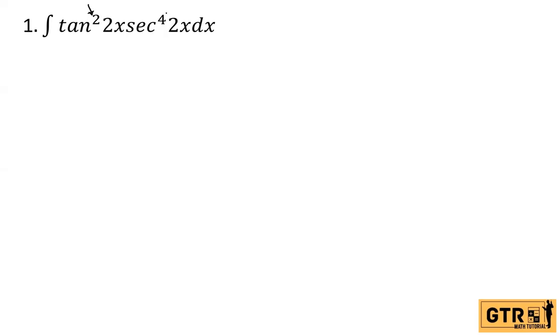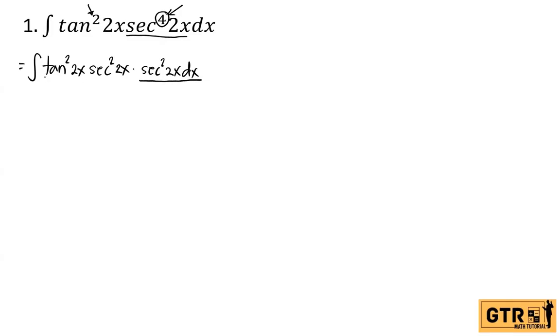For number 1, this is the m, any number, tangent square, and then we have an exponent of 4 on secant. The first step is to break up this secant to the fourth 2x, so we factor out secant square 2x. So this will be the integral of tangent square 2x, and then we subtract 2 from the exponent, so we have secant square 2x, times another secant square 2x dx. We just separate this factor, secant square 2x.